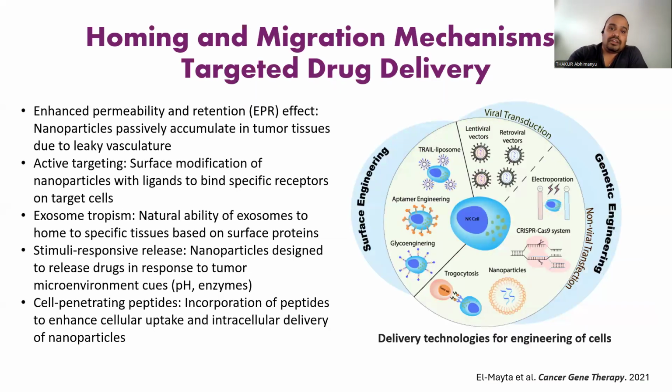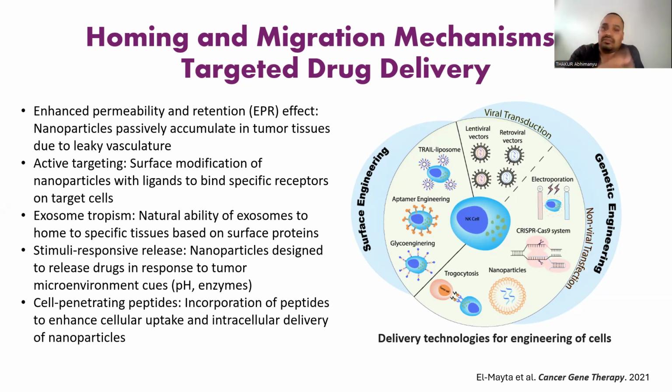In the context of homing and migratory mechanisms in targeted drug delivery, the landscape encompasses a multifaceted array of mechanisms, and each exploits unique biological phenomena. The enhanced permeability and retention effect leverages the aberrant vasculature of tumors, allowing passive accumulation of nanoparticles in malignant tissues. Active targeting strategies, for example surface-modified nanoparticles, are adorned with ligands, and that enables specific receptor-mediated interactions with the target cells.